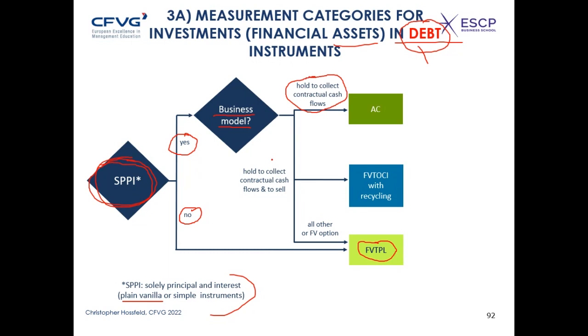Second possibility of a business model, you hold the instrument to collect cash flows, but also to sell potentially. So as of now, you did not make the decision yet to sell it, but it is a possibility. That means, well, I will keep it now, and then I will see in 1 year, in 2 years, in 5 years, maybe I will sell it. Maybe I will not sell it and keep it, but there's a possibility of sale.